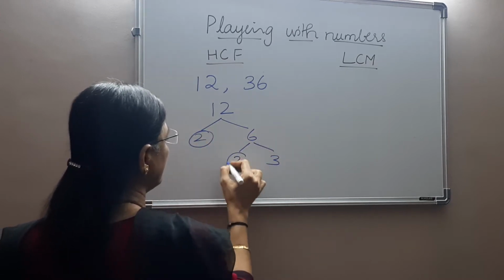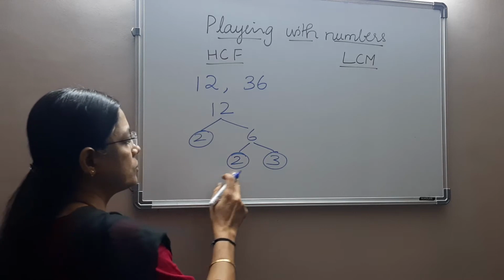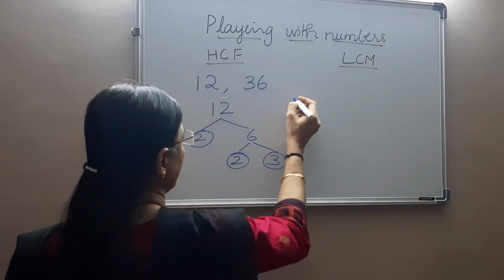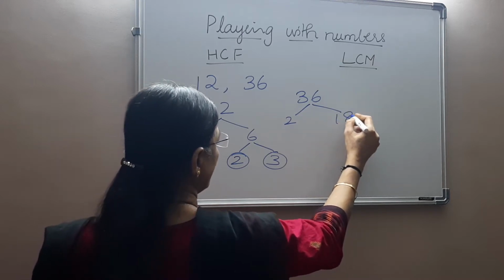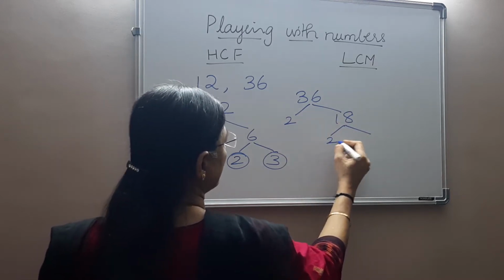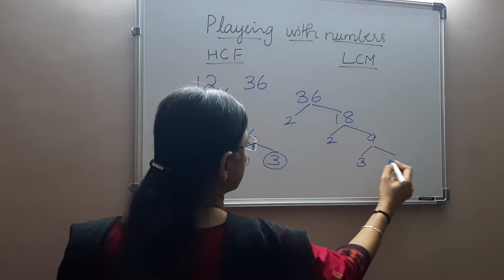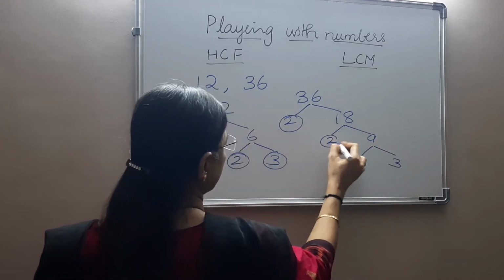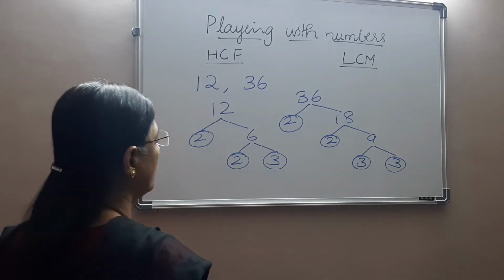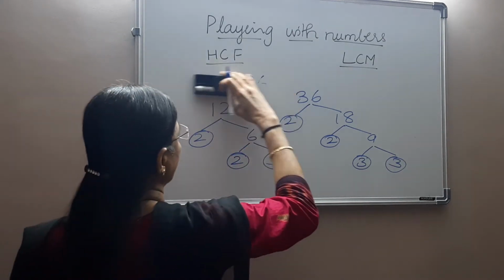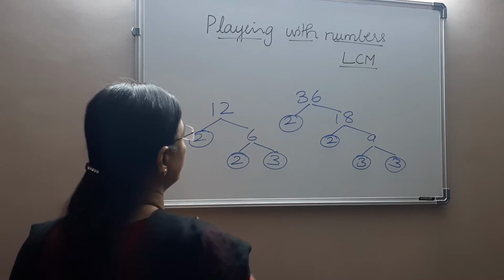See, I have got 2 into 2 into 3. 2 2s are 4 and 4 3s are 12. And now for 36, 2 into 18 and 2 into 9, and this is 3 into 3. So I just select the prime numbers. Okay, now I list out all the prime factors of 12 and 36.